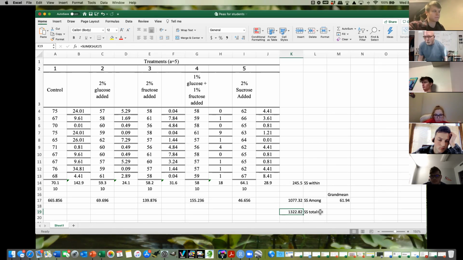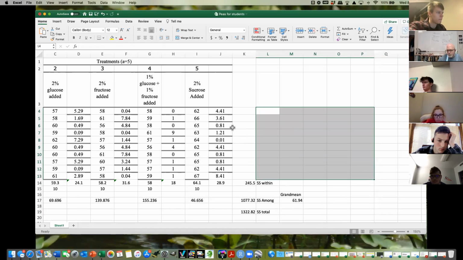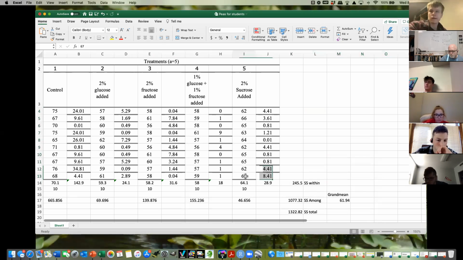I find this easiest to do in a little side matrix that is as big as my data file. But you can do it whatever way you do. You're just going to take 75 minus the grand mean squared plus 67 minus the grand mean squared plus 70 minus the grand mean squared, through all of these until you get down to 67 minus the grand mean squared. And that would be sum of squares total, and it should equal 1322.82.